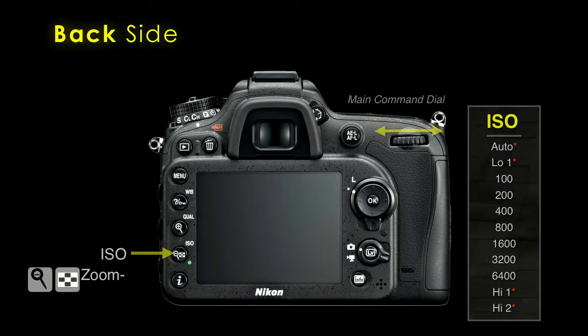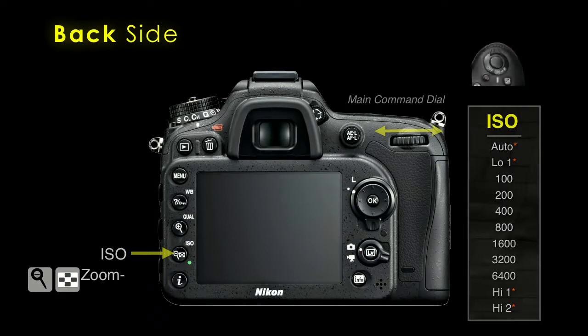So there's a low set, low 1, and when it says low 1, what that means is it's one stop lower than ISO 100, which would be 50. And they could just simply put 50 there, but they don't, and I don't know why. Same thing on the high. High 1 is double 6400, so it's 12,800. High 2 is 25,600, and they could just simply put the numbers there.